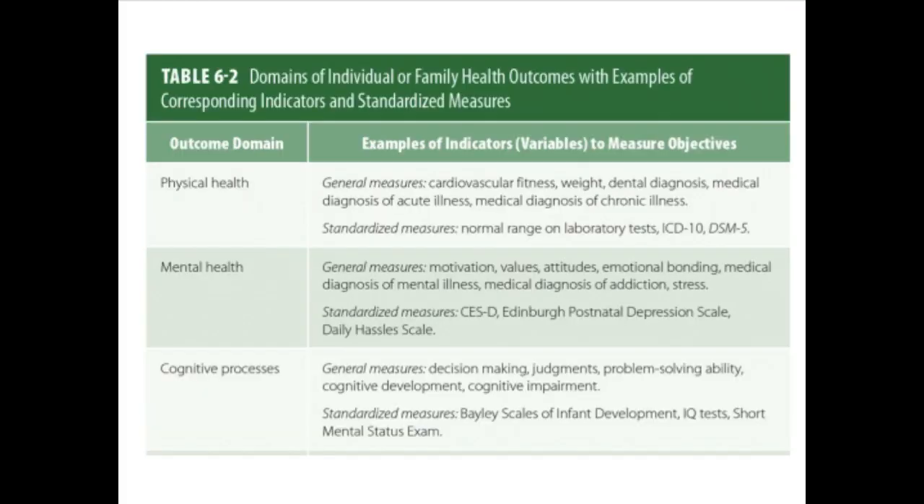Here is a section of Table 6.2 from your text, which describes examples of different variables which are used to measure different health outcomes. So for instance, you can see that for physical health outcomes, there are classic indicators of weight, cardiovascular fitness, medical diagnosis of acute or chronic illnesses, and these are often used to measure the program effect on that domain. So if you have a physical health program, you're typically going to be measuring these types of variables to see if your program's been successful or not.